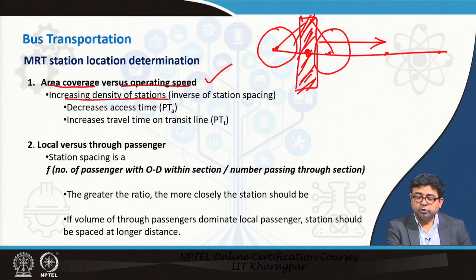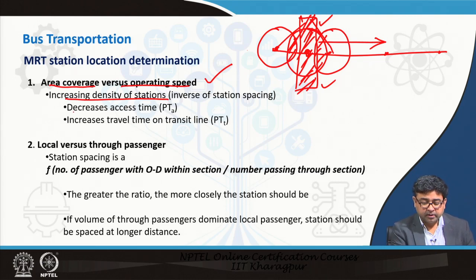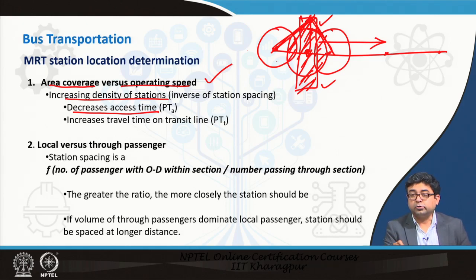Now, what happens is you have overlapping area coverage, which is redundant. Now this much area becomes redundant, however, you increase the coverage. But what happens with the increase in coverage? It decreases the access time, which is good. So, now people living here can quickly go here, whereas the access time from those locations to those stations was large. So, it is doing one good, but it increases the travel time on the transit line.